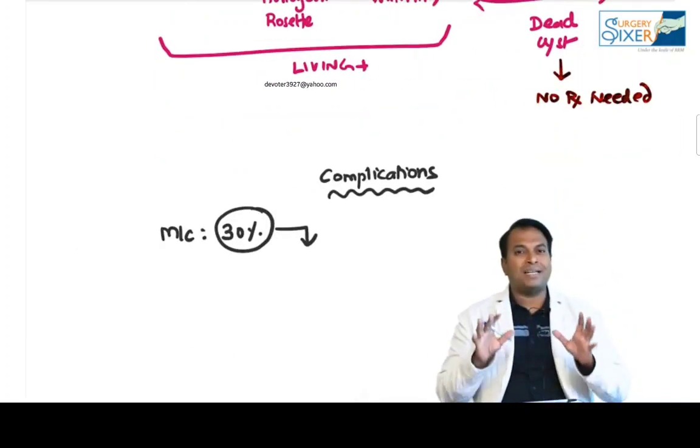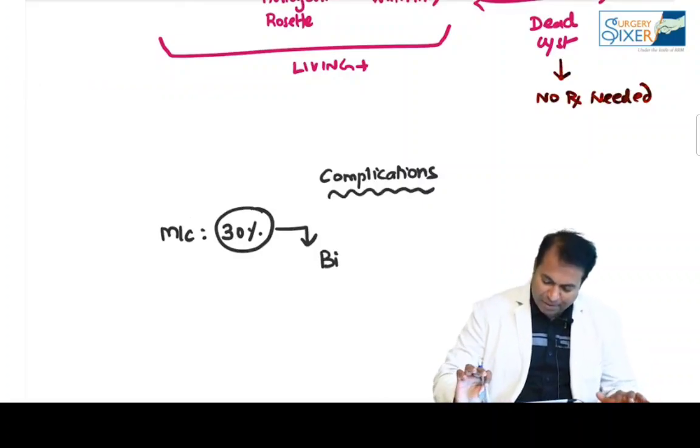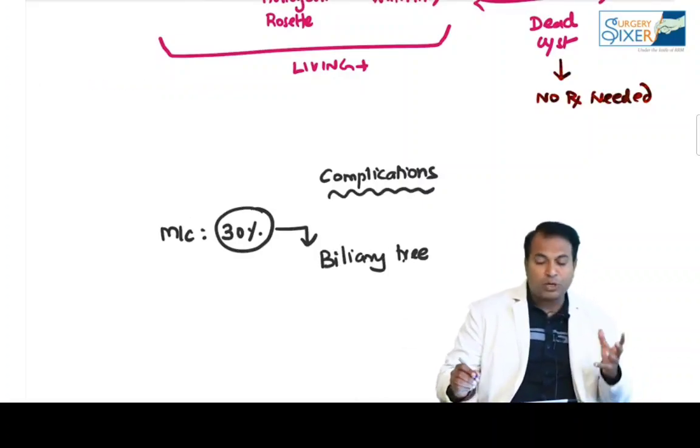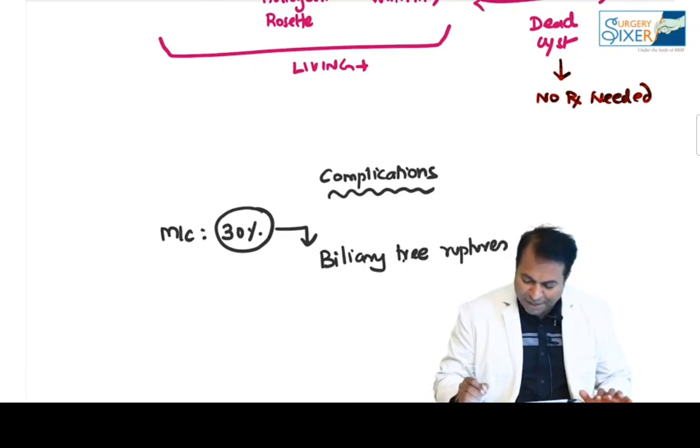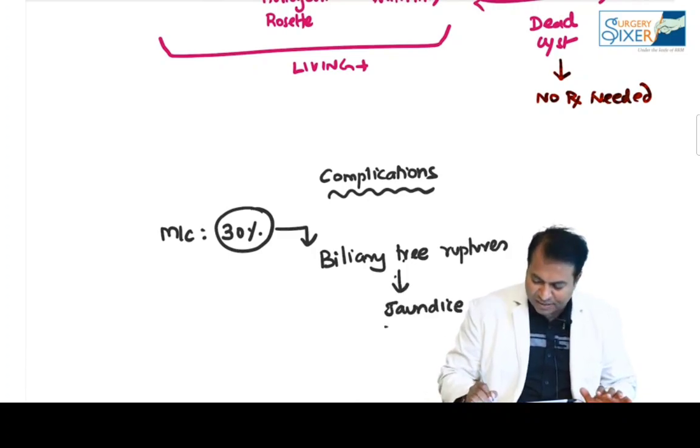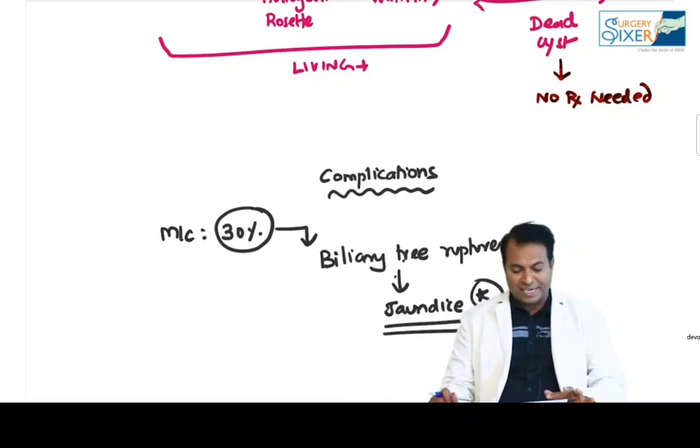What is the most common site of rupture of hydatid cyst? It is into the biliary tree. Please don't forget this. It will rupture into the biliary tract, and therefore the patients will develop jaundice. 30% of the patients with hydatid cyst will have biliary rupture. The most common complication is biliary rupture.